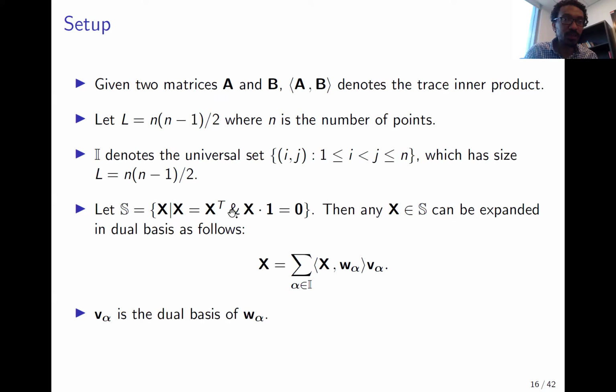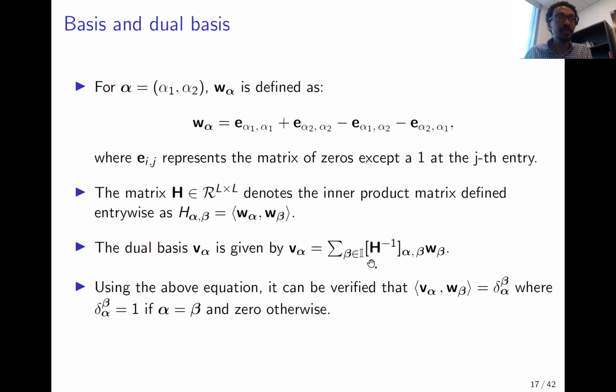And we can conclude that if I have an X in this set, I can expand it in this way, where V alpha is the dual basis of W alpha. And the question now is, what are these W alpha and V alpha? So I have a set of symmetric matrices whose row sums are 0. I can expand it in a dual basis expansion, and I want to find what my W alpha and V alpha are. Okay, so here is how the W alphas look.